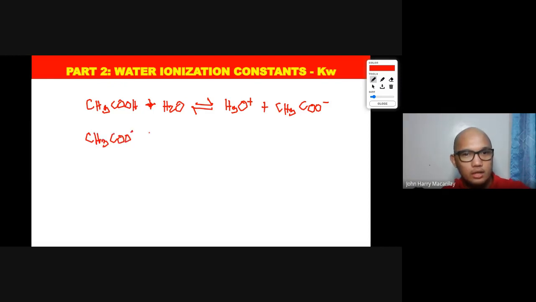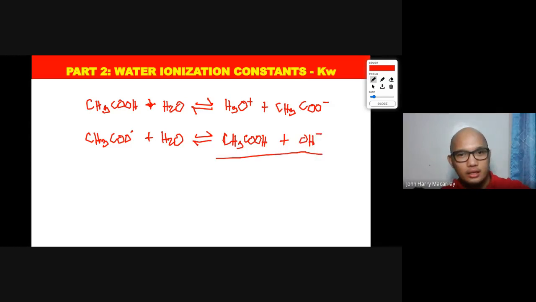COO- plus water, it will produce now the acetic acid plus your hydroxyl ion concentration. So if we will get the net total of this reaction, let's try to remove the same compounds. For example, your acetic acid is found at the left side of this one, and it is also found at the right side of the other equation, so we can remove that one.